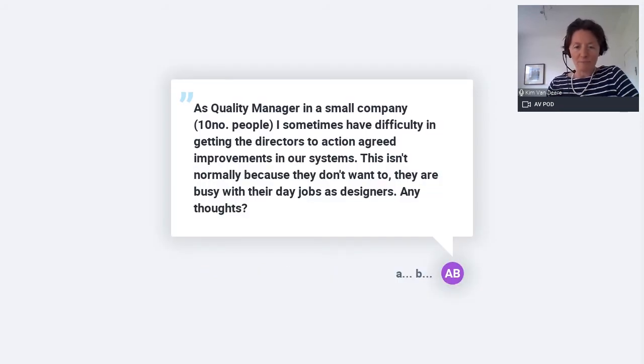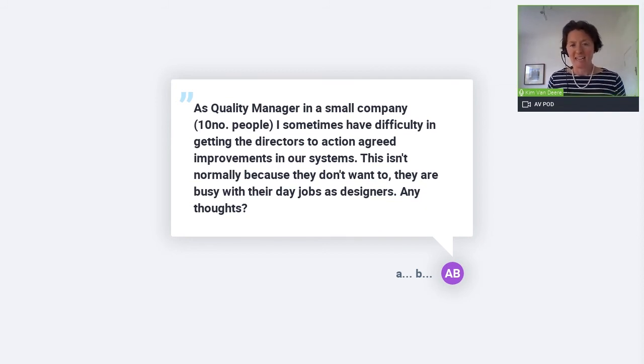Great. Okay, first up from Alan Baxter. As quality manager in a small company, 10 people, I sometimes have difficulty in getting the directors to action agreed improvements to the system. This is normally because they don't want to. They're busy with their day jobs as designers. Any thoughts? God, that's a really good question.